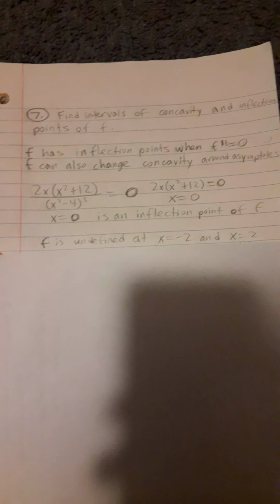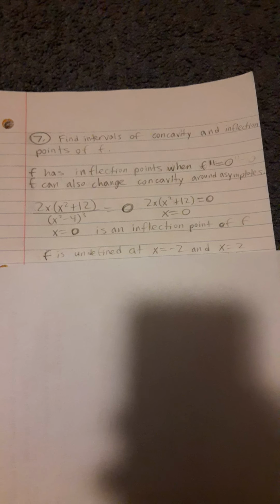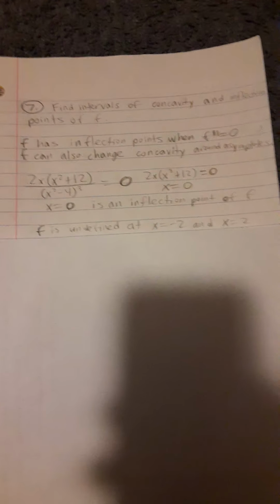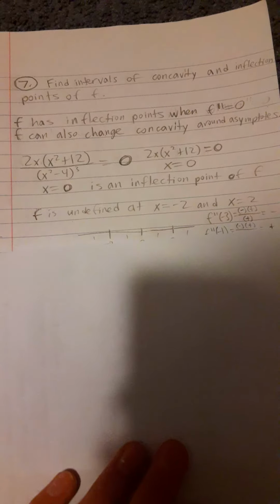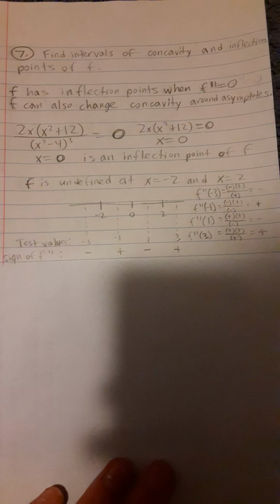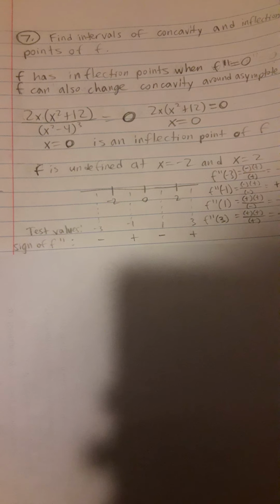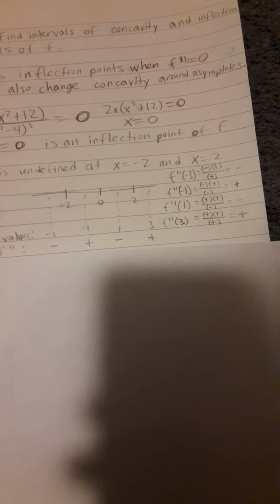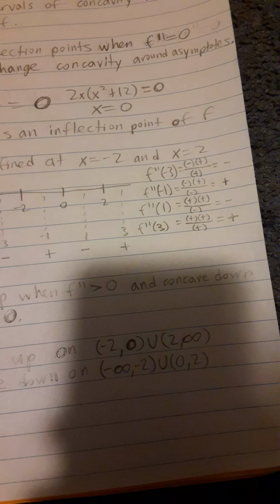As we said before, f can change concavity around asymptotes, and we said that f was undefined at x equals 2 and x equals negative 2. There were vertical asymptotes there. We said that in the last problem. So we can make a sign chart and plug in some test values. I chose negative 3, negative 1, 1, and 3. When you plug in those values, you have to figure out the sign, and that'll tell you whether it's concave up on that interval or concave down.